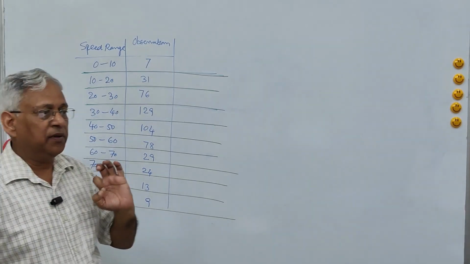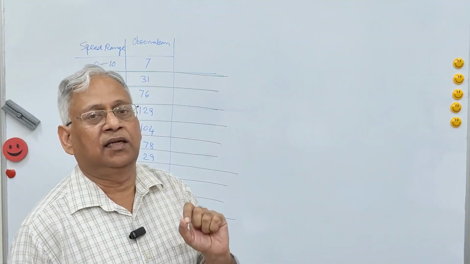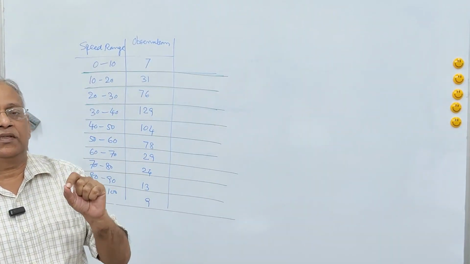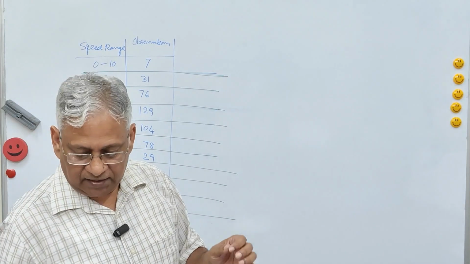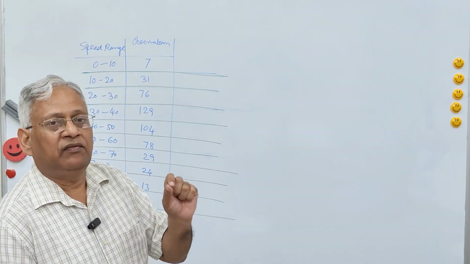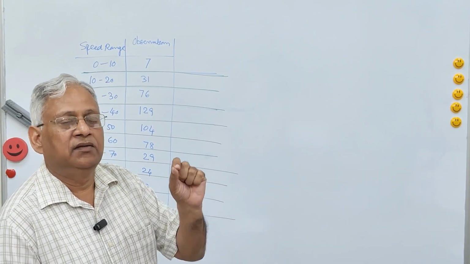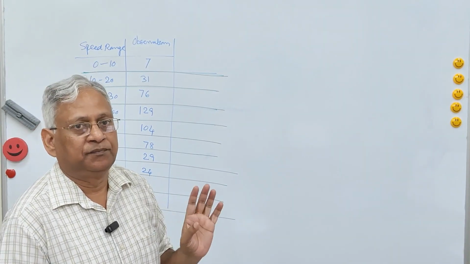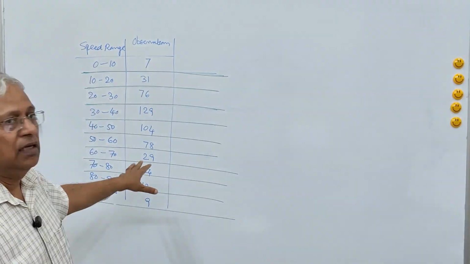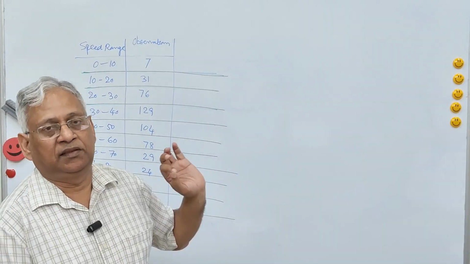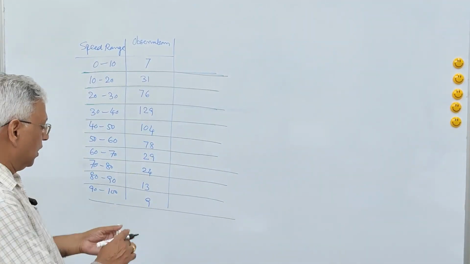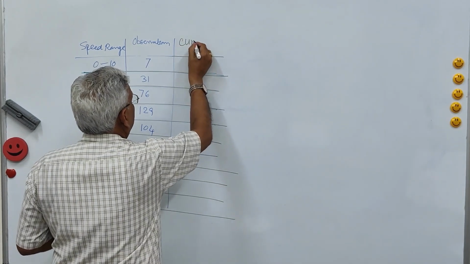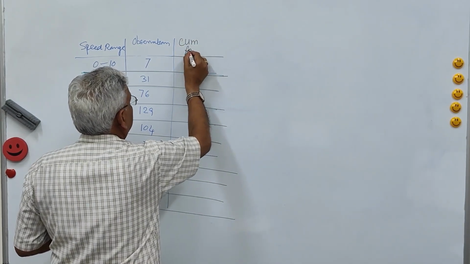Question is the upper speed limit for the traffic sign. Now, upper speed limit for traffic sign is the 85th percentile. 85th percentile speed means 85% of the drivers will be traveling at or below that particular speed. So, using this data, we have to find the 85th percentile speed. So, you add one more column here, let us say cumulative number or cumulative frequency.